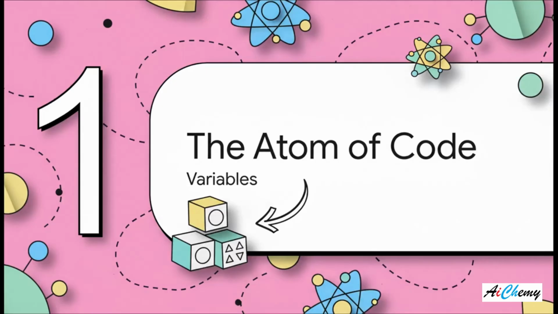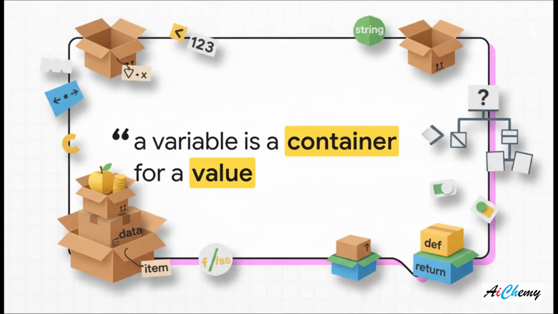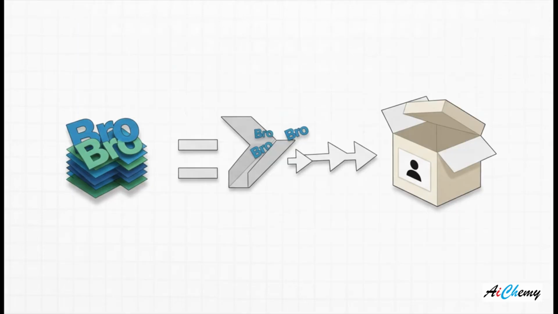Okay, first up, the atom of code itself, the variable. This is all about how you store your very first piece of information. So our source for this, Bro Code, has this perfect way of putting it. The absolute best way to think about a variable, it's just a container. That's it. Think of it like a box. You slap a label on the box and you put something inside. Simple as that. And this is what it looks like in the wild, in actual code.